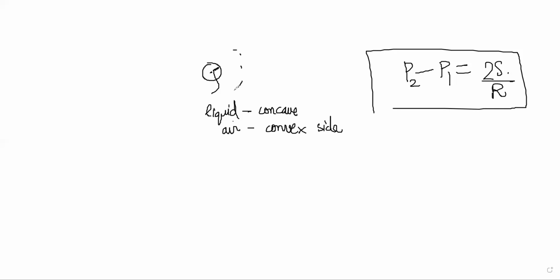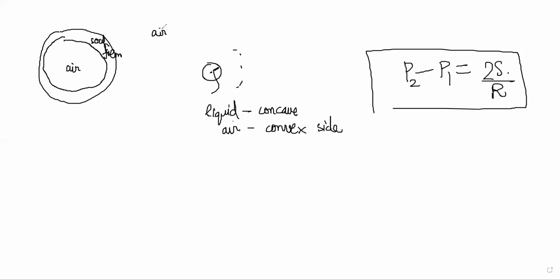Now you have to think about excess pressure in a soap bubble. It's not a simple bubble because there's a film of soap which itself has some thickness. Inside there is air, there is a soap film here, and outside there is air. This is a soap bubble. It has two layers now.